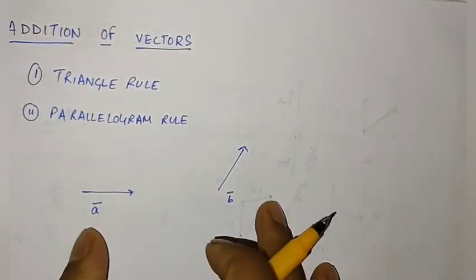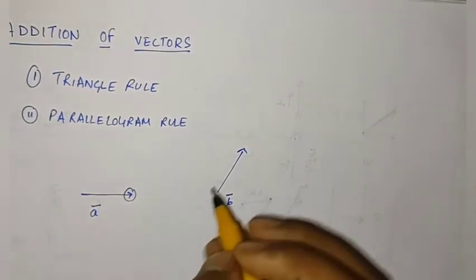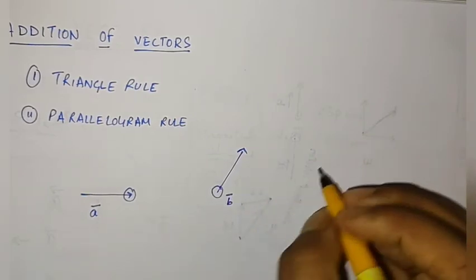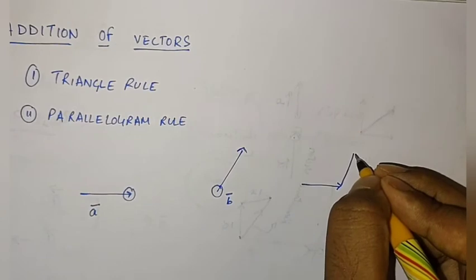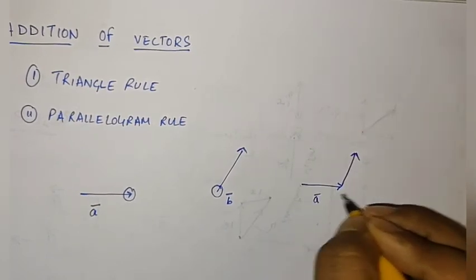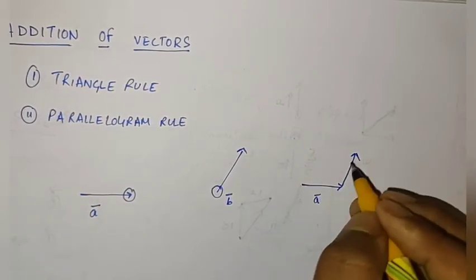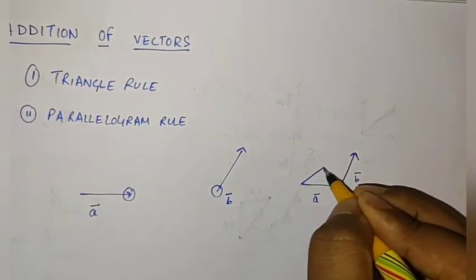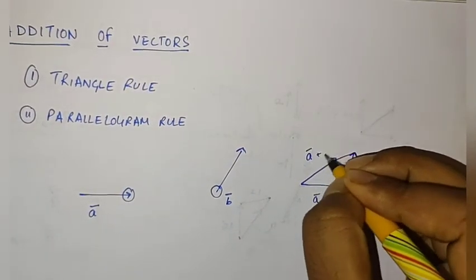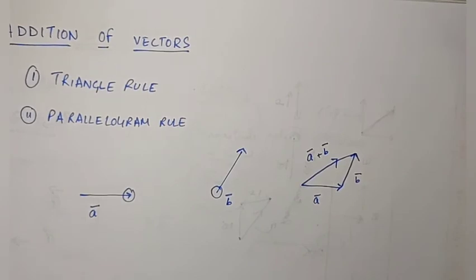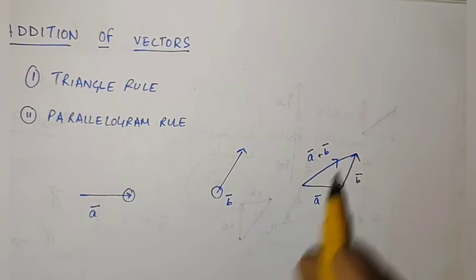So for the addition of these two, how do we do it? You just have to join the head of this vector to the tail of the other vector, so you get something like this. Now if you join from this point to this point, this is the resultant as we've studied, and this resultant is nothing but the addition of these two vectors. So this is the triangle rule because it's forming a triangle.